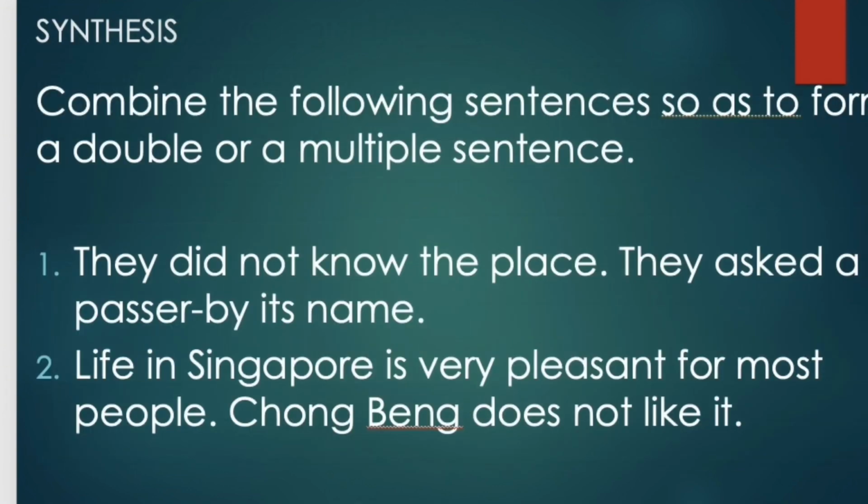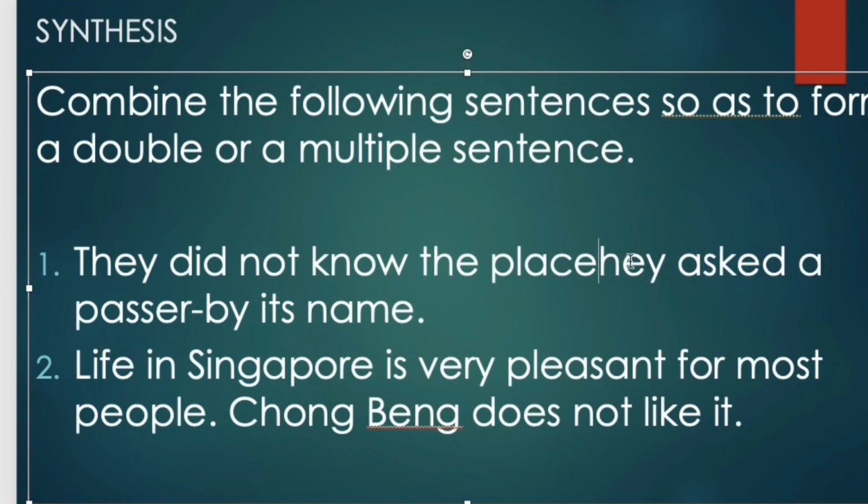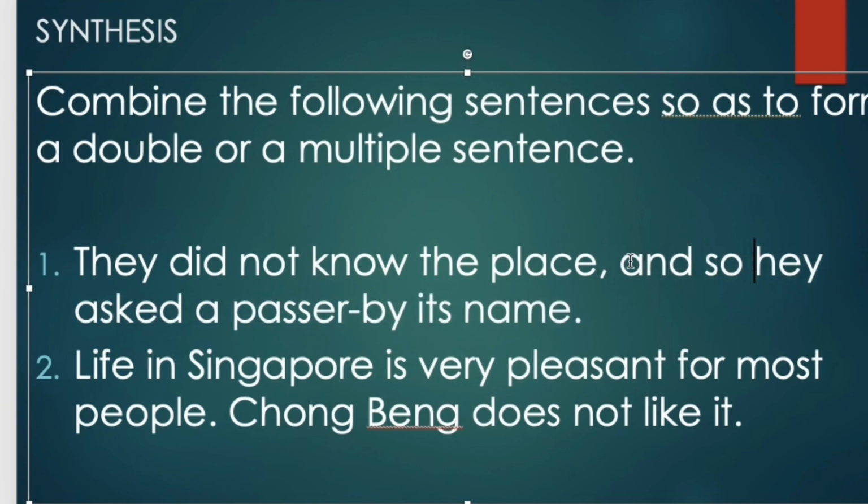So look at number 1. There are two sentences. They did not know the place. They asked the passerby its name. So we can combine them using the coordinating conjunction and so in this manner. They did not know the place, and so they asked the passerby its name. So this is a double sentence as it contains only two verbs: did know, and asked. So this is a double sentence.